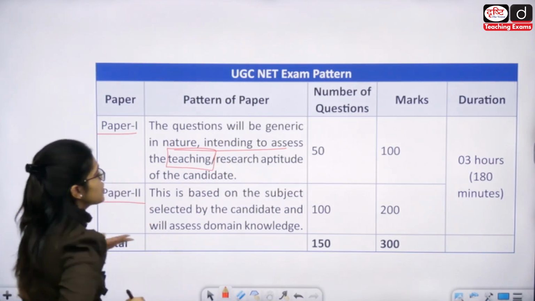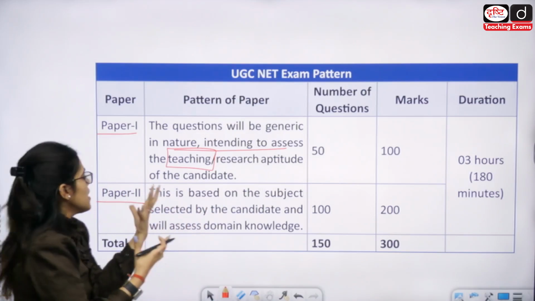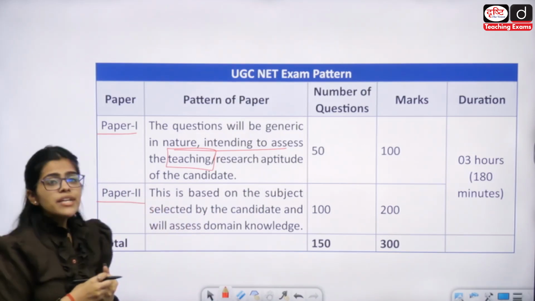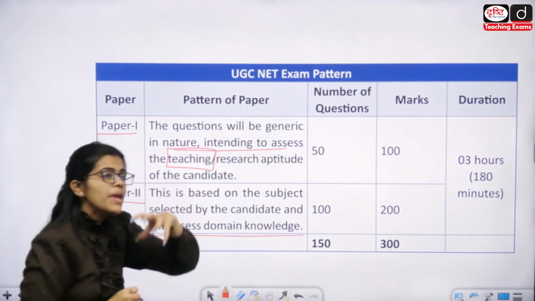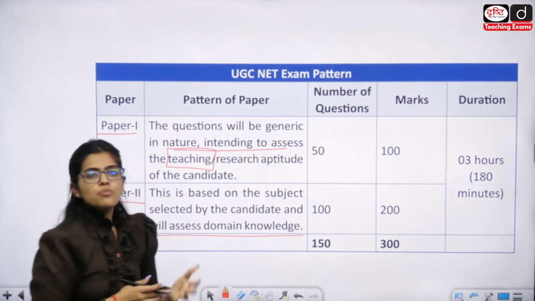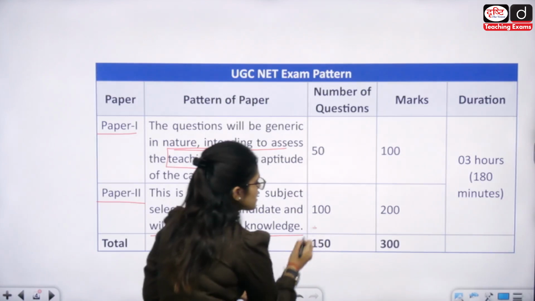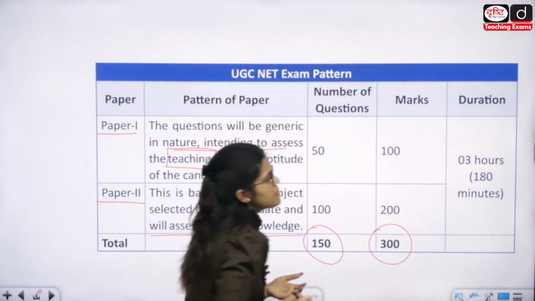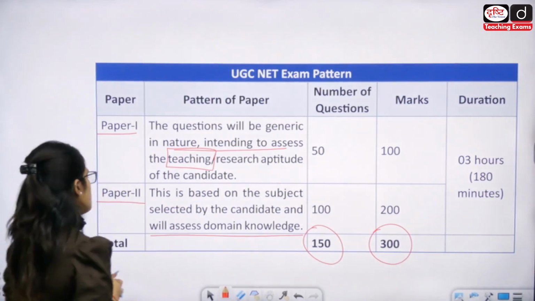Again, there is paper 2. This is based on the subject that the candidate has already selected, and you are going to be judged on the basis of the knowledge that you have on the chosen domain subject. So 100 questions are there, 2 marks each. Of course, it comes out to be 200. So the total is 150 questions, 300 marks. A total of 3 hours would be given to you, that is 180 minutes.